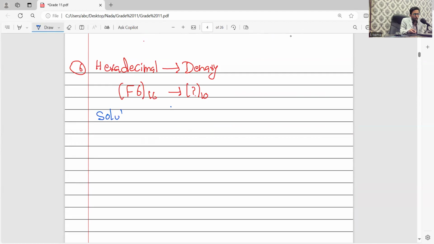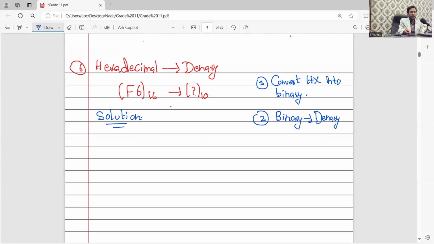Perhaps what you need to do right here is solve this question by breaking it into two areas. The first area is where you convert the hexadecimal into binary, and for the second part, you take this binary into denary, and we have completed that. There are multiple methods for solving that, so it's totally up to you. I just care for the answer. If your answer is correct, then you are good to go.